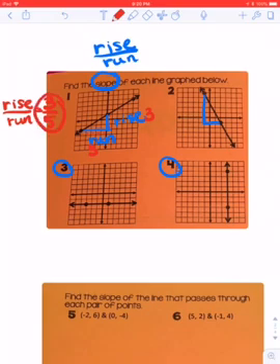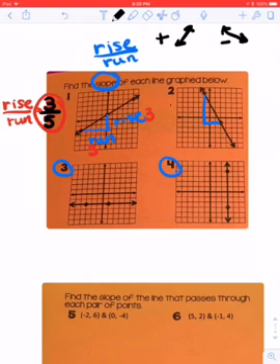Now, the other thing that you need to pay attention to with this is that the line looks like it's going uphill, which means that your slope is going to be positive. So anytime it's going uphill, it's going to be positive. If it looks like it's going downhill, I know it's going to be negative.